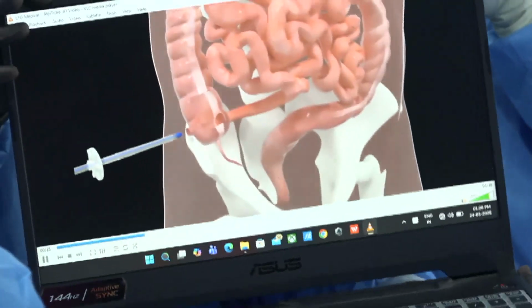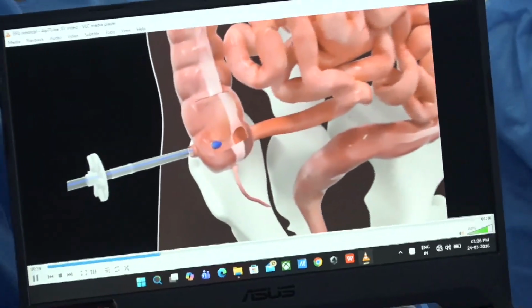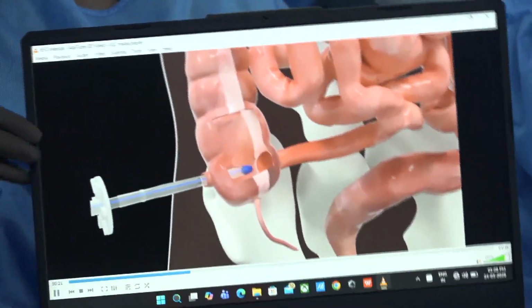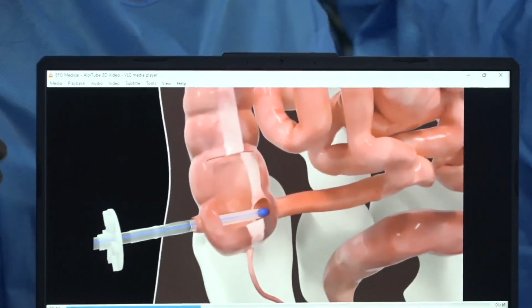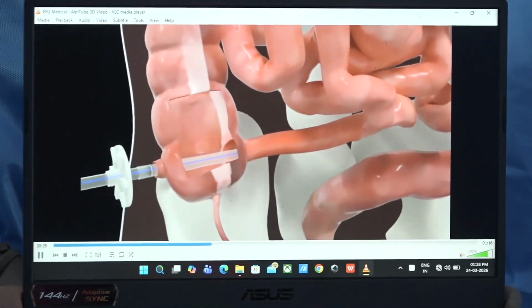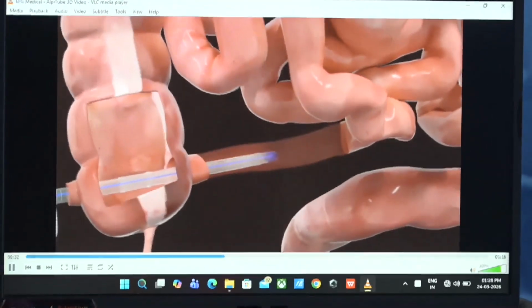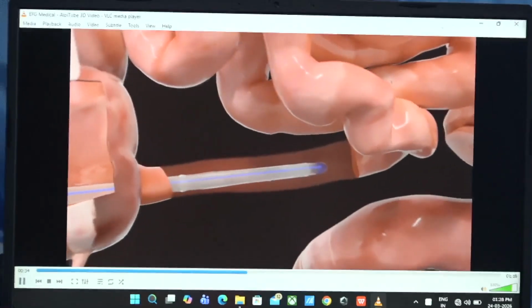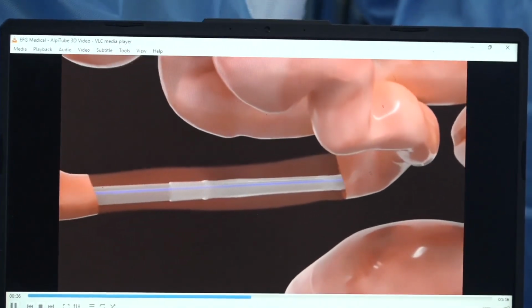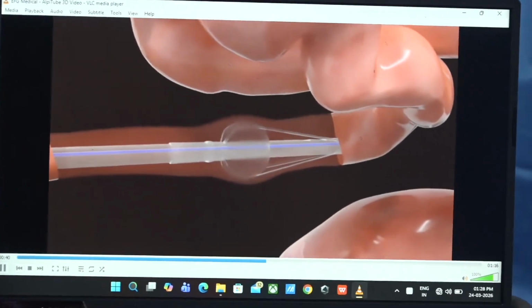Ma'am, what is this instrument called? It is called LP tube, and it is from EFG Medical, Rome, Italy. We just got registration, everything done, ma'am. Hereafter, it will be available in India.